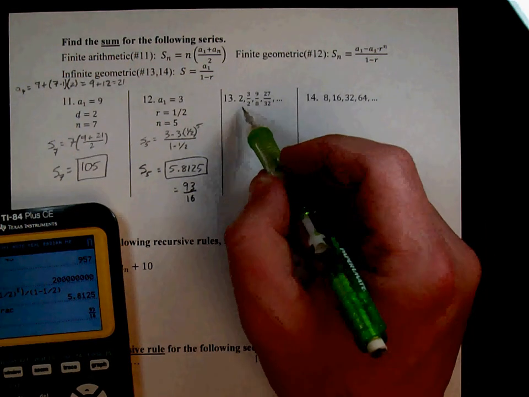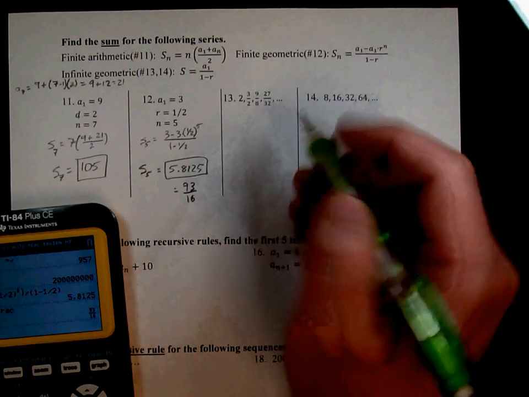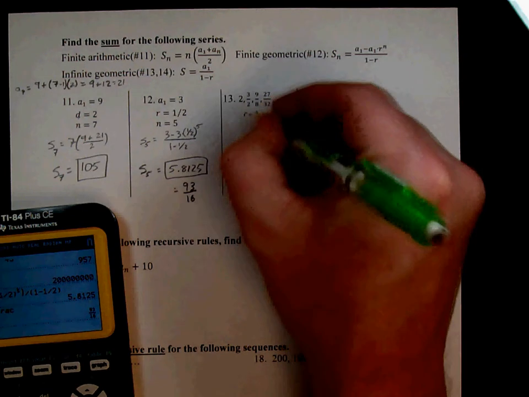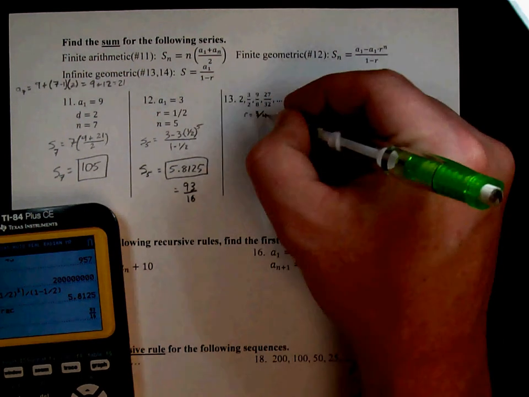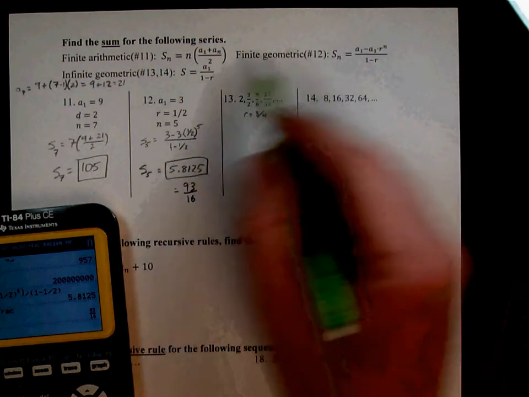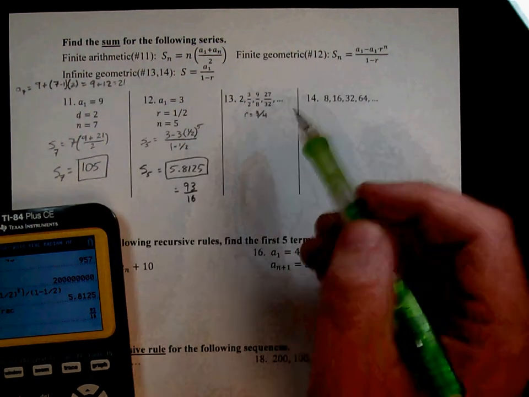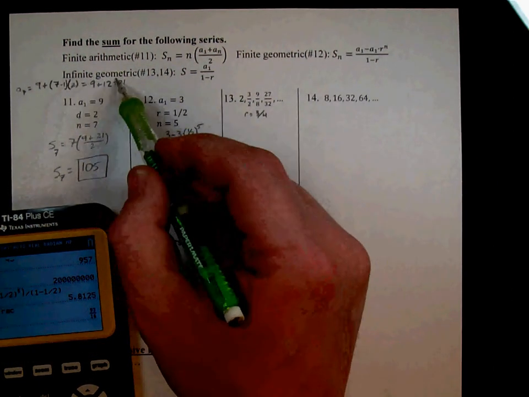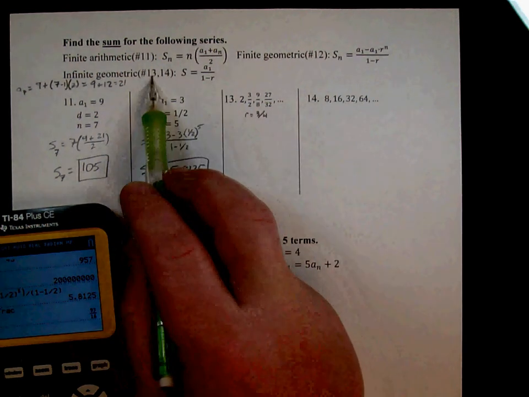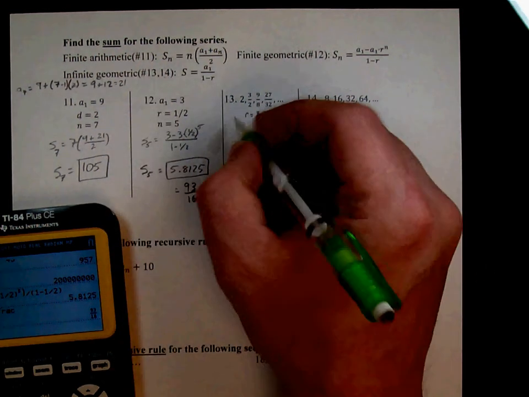Let's see. It doesn't tell us what it is, but it looks like we're multiplying by 3/4 over and over again. So therefore, it's geometric. It isn't in dot, dot, dot, so it's not finite, infinite is what I meant to say. We're going to use the infinite geometric formula. It also tells us that that's what we're using for 13 and 14.